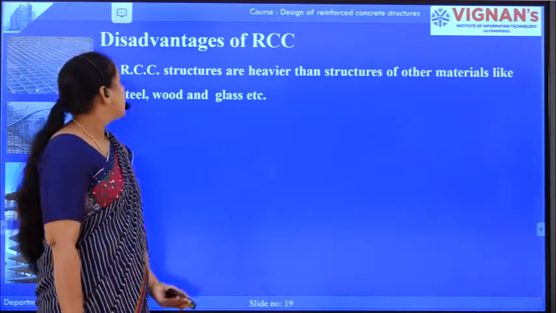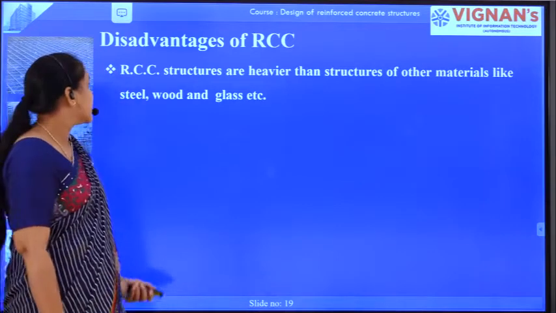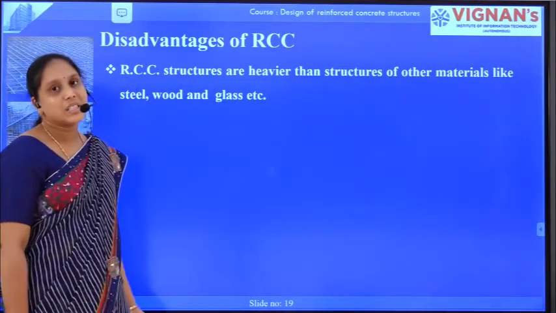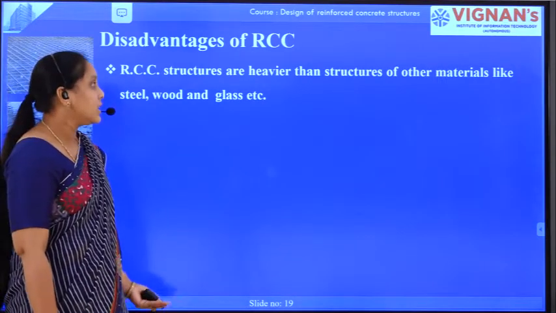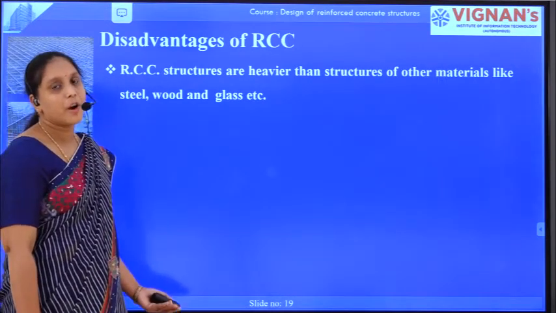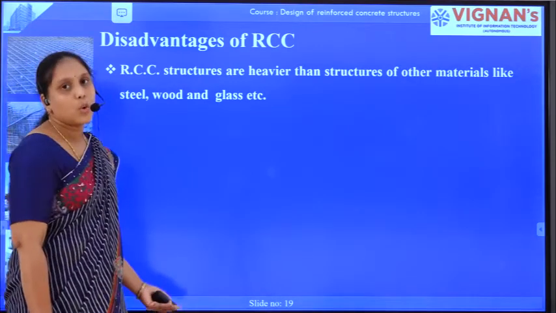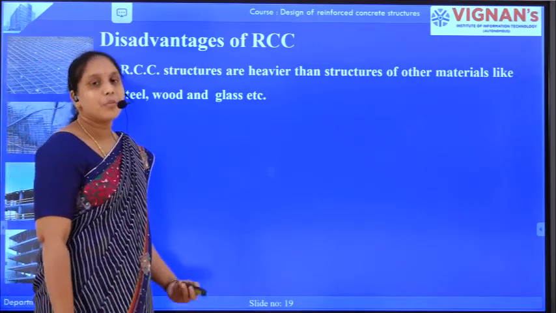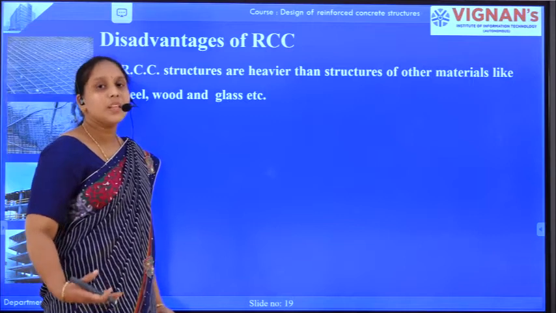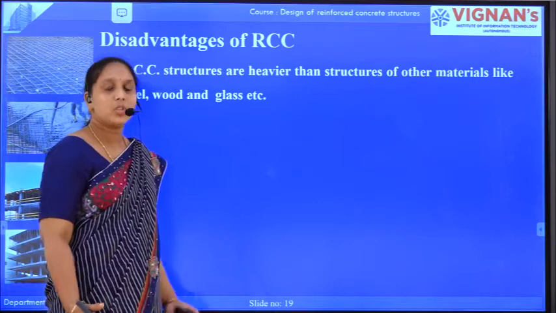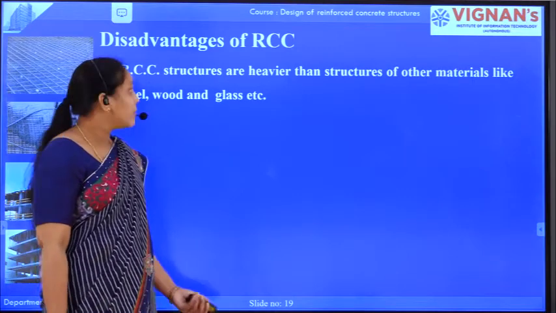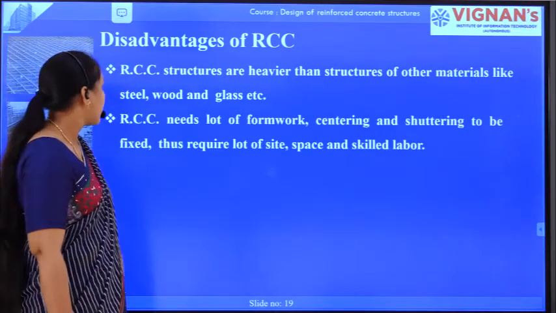The first disadvantage of RCC is that RCC structures are heavier when compared to other structures made of materials like steel, wood or glass, etc. The weight of RCC structures is heavier. So, that is a disadvantage of RCC.